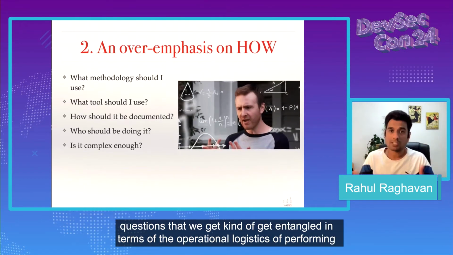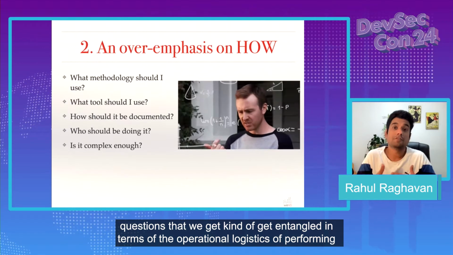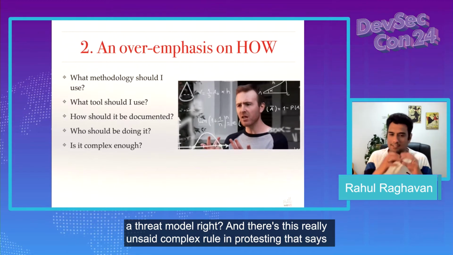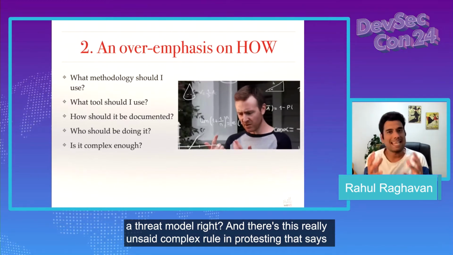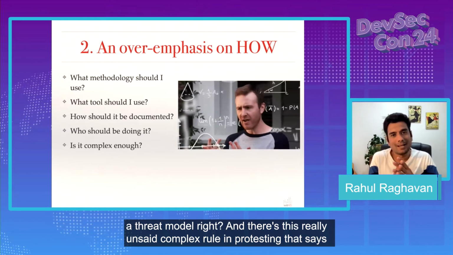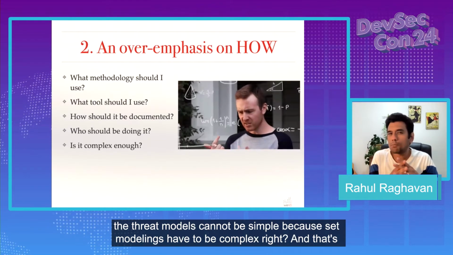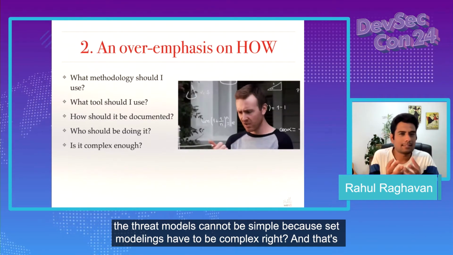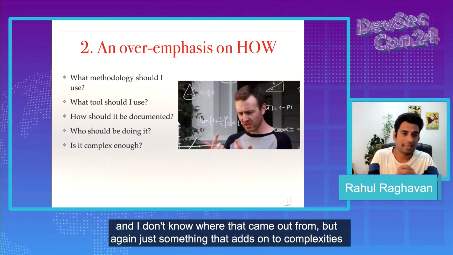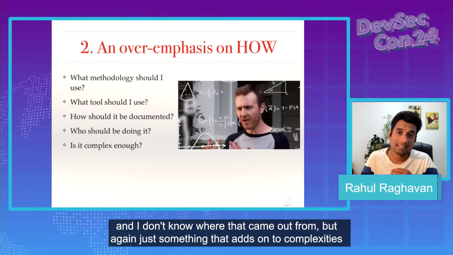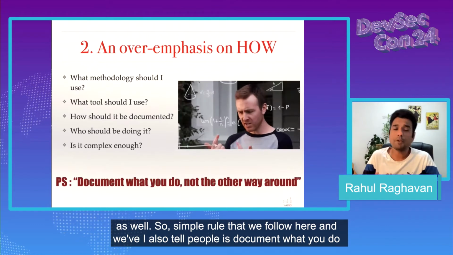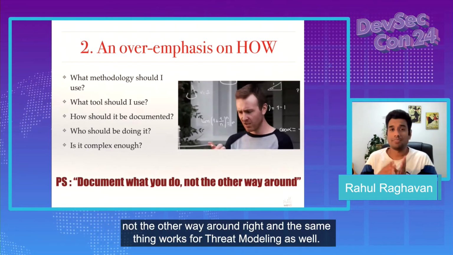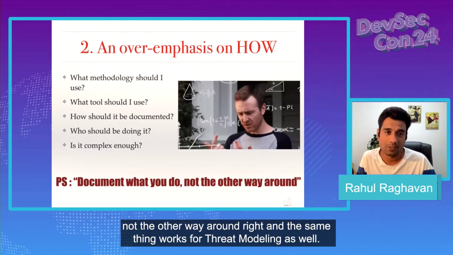There are just so many questions that we get entangled in, in terms of the operational logistics of performing a threat model, right? And there's this really unsaid, complex rule in product engineering that says threat models cannot be simple, because threat modeling has to be complex, right? I don't know where that came from, but again, it just adds to the complexity. So the simple rule that we follow here, and I also tell people, is: document what you do, not the other way around, right? And the same thing works for threat modeling as well.